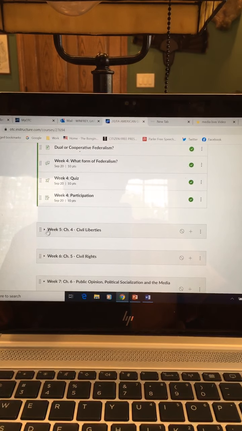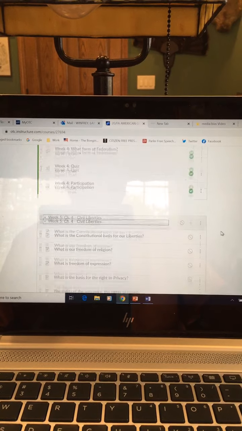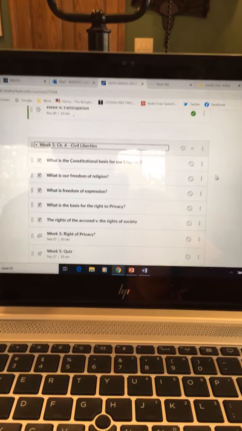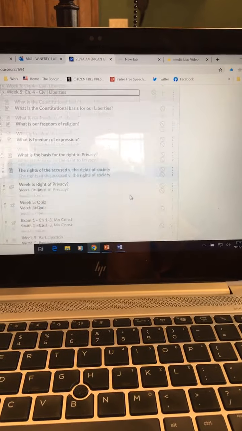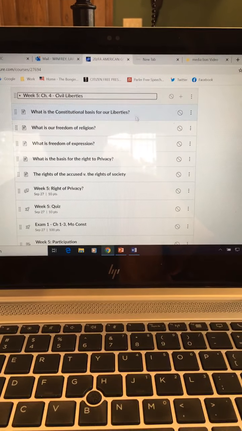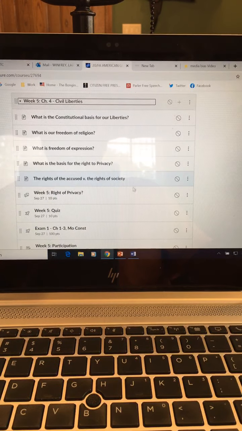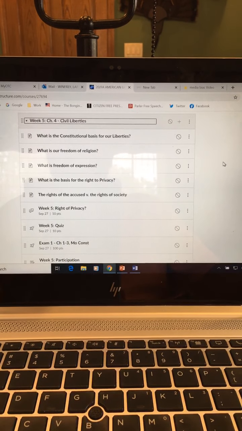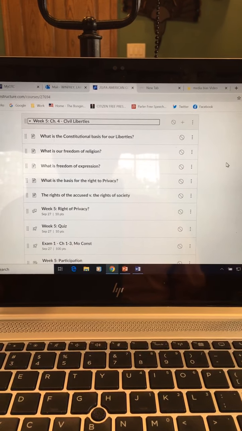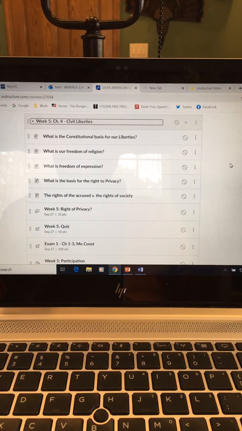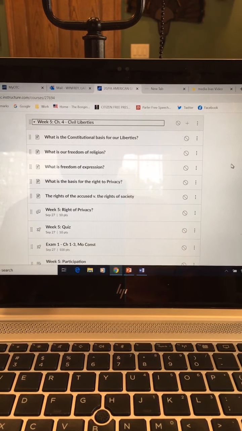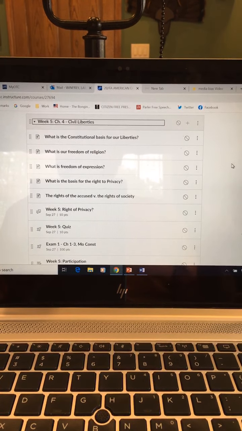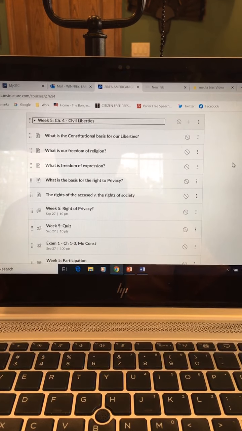But if you go to next week's materials, which will be available beginning Sunday, you will see that this is all the normal things like you see each week concerning Chapter 4. And by the way, Chapter 4 will not be on your exam. It will be on the next exam. Your exam only covers Chapters 1 through 3 and the Missouri Constitution.